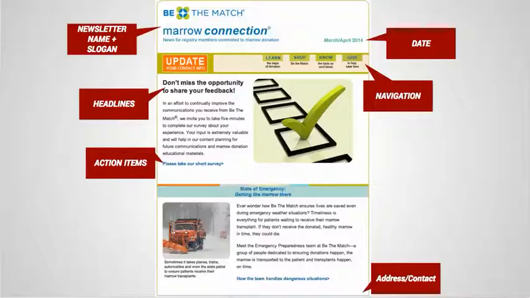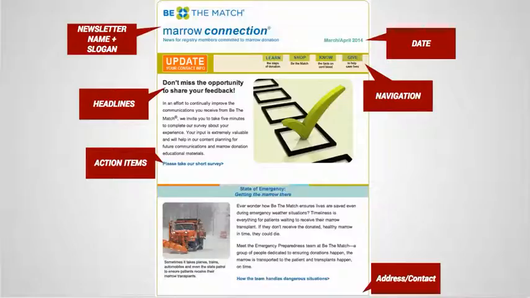So Be The Match, at the top we've got the newsletter name and slogan, we've got the date, and we've got navigation. And then at the bottom, which is getting cut off, you have an address and contact information. And then we have two modules in this email newsletter. The first module is the feature. It's the largest. It has the biggest headline. It has the biggest picture. It has the biggest blurb. And it has an action item, which is a blue link underneath.